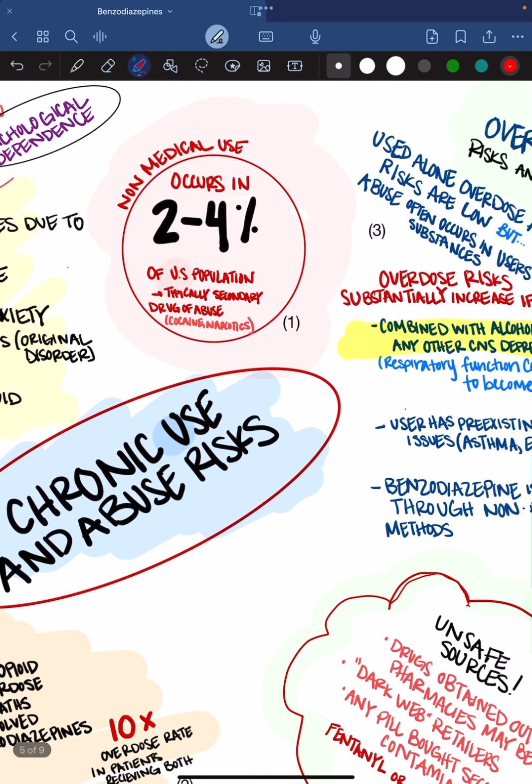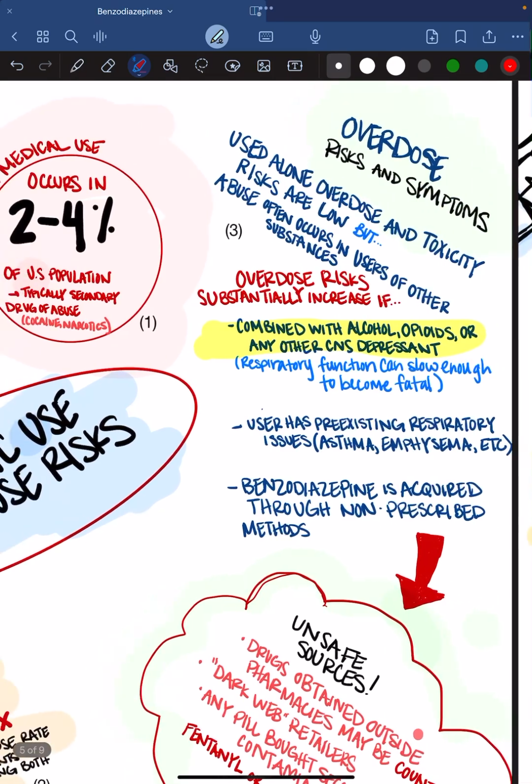Non-medical use occurs in 2 to 4% of the US population, and it's typically a secondary drug of abuse, meaning that people who are abusing benzodiazepines are likely to have already been abusing cocaine or other narcotics.